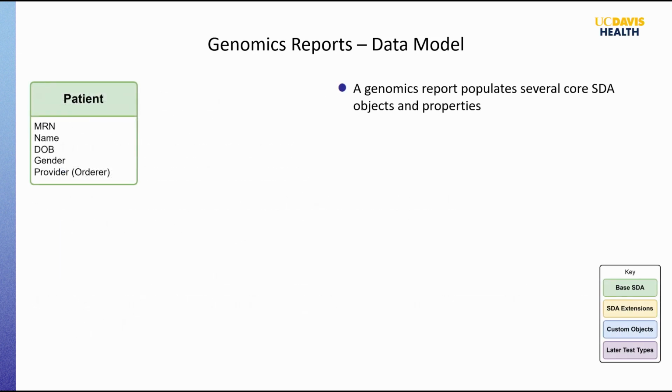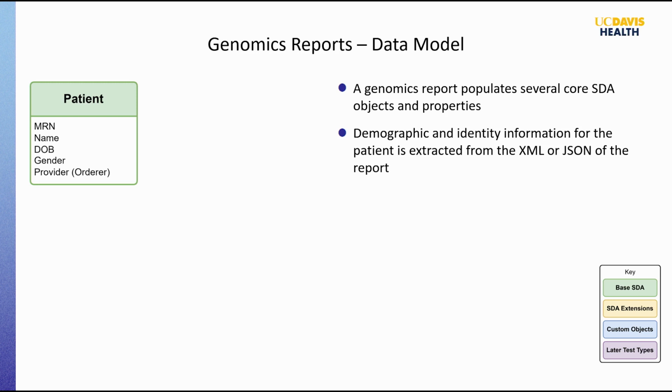So here you see on the top left the patient object, and on the bottom right you see a key. That key, anything in green is standard SDA. Anything in yellow is something that we've extended. And anything colored in blue are the custom objects that we've created. And later on, for other test types, we have the purple. So as we go through the next few slides, you're going to see the colors change for the objects that we're displaying.